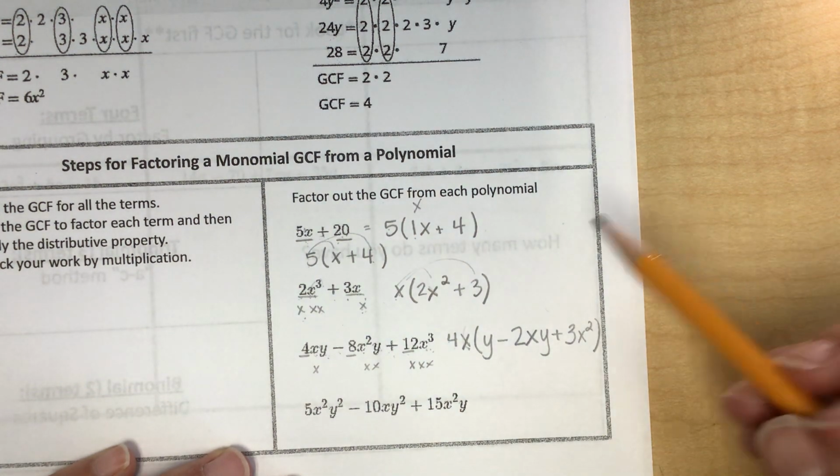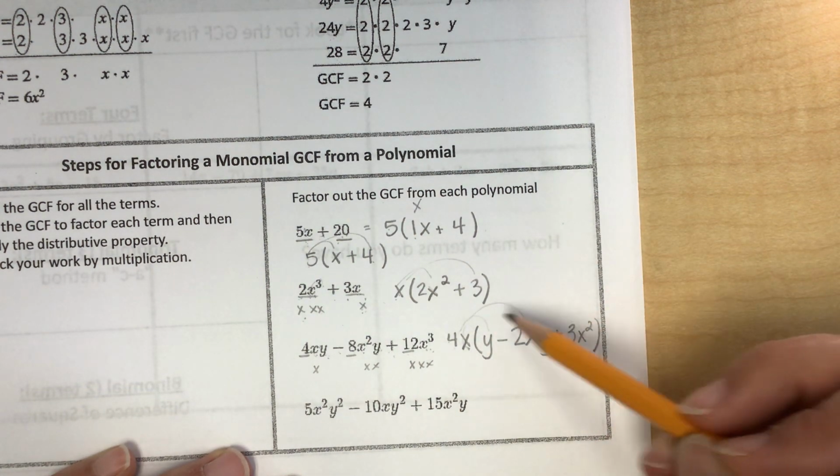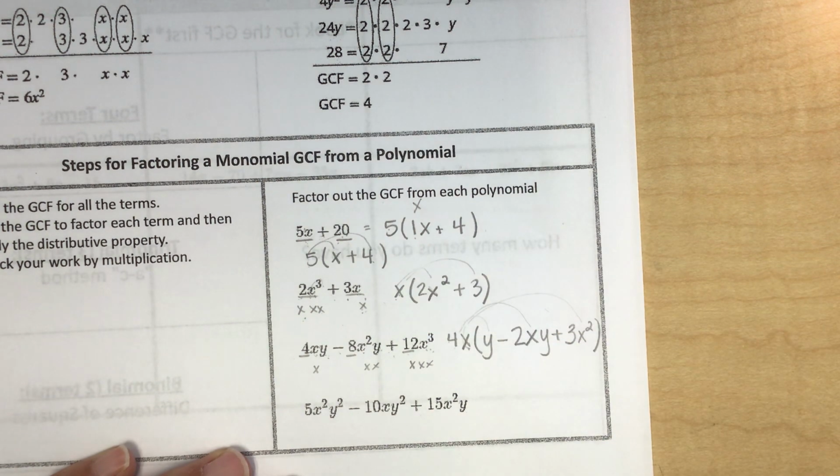And again, you can double check your work by distributing. So 4x times y gives me 4xy. 4x times negative 2 is negative 8. x times x is x squared, and then we just have a y. 4 times 3 is 12. I have an x and x squared, and that becomes 3x cubed. So we know we did it correctly.